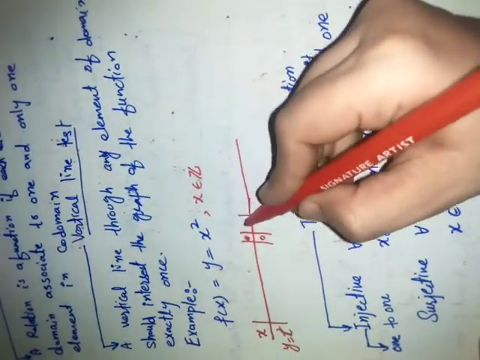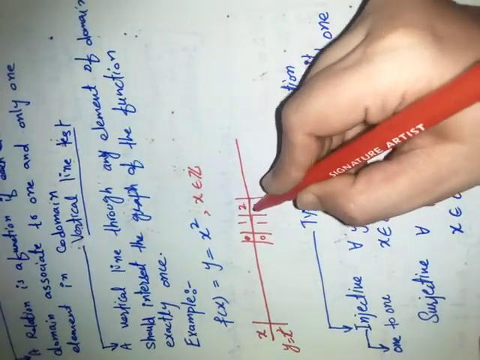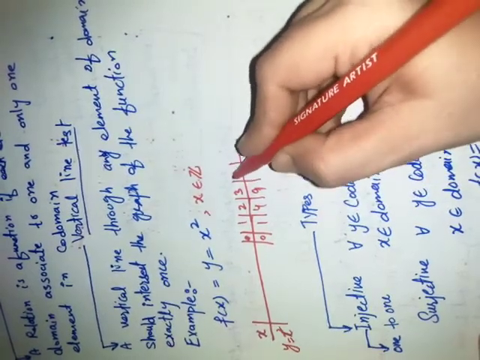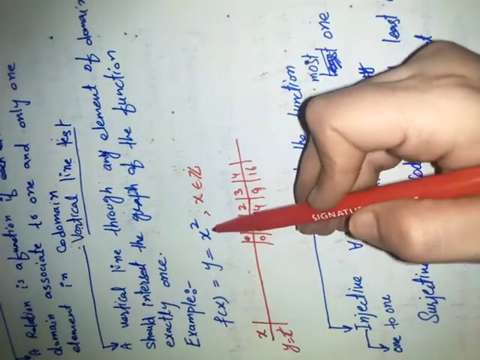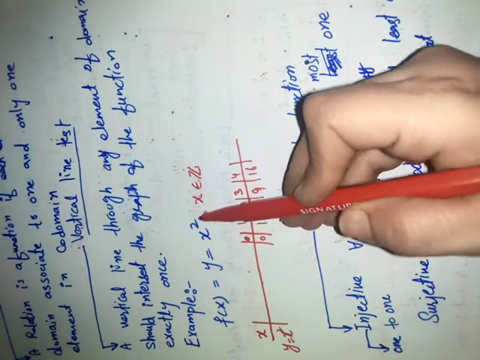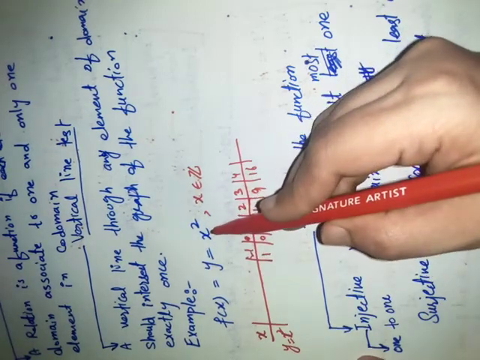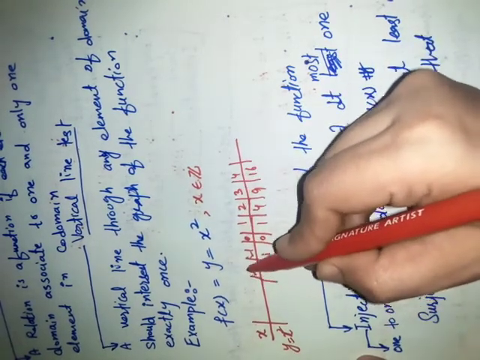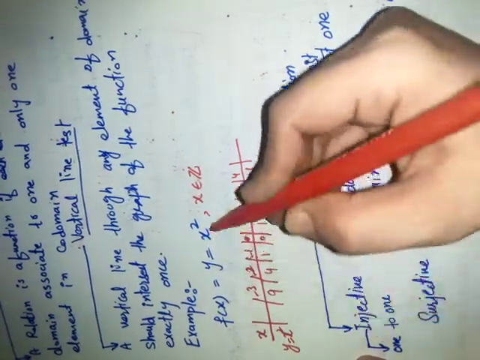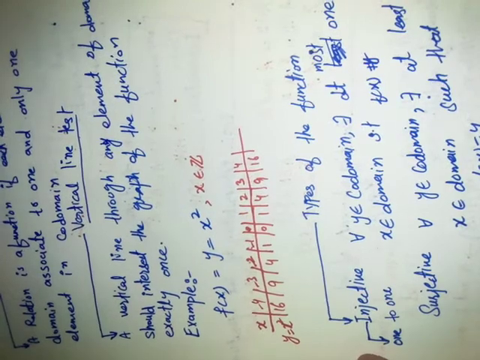If you put 1, then the value of y is also 1. If you put 2, then the value of y is 4. If you put 3, then the value of y is 9. If you put 4, then the value of y is 16. Similarly, if you put -1, then the square of -1, -1 two times, will be +1. If you put -2, then the answer will be 4. If you put -3, then the answer will be 9. If you put -4, then the answer will be 16. Then you will draw a graph of this function.